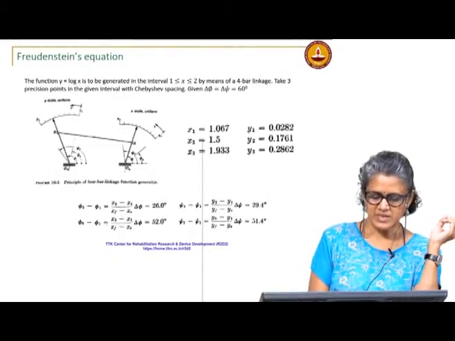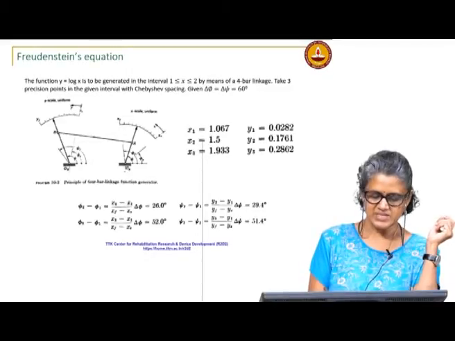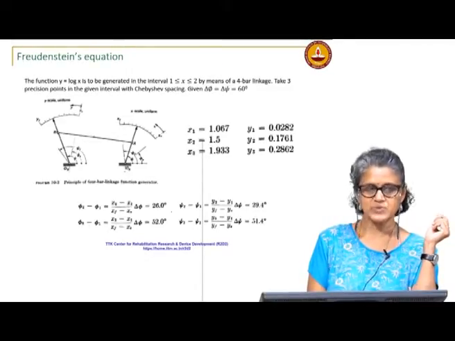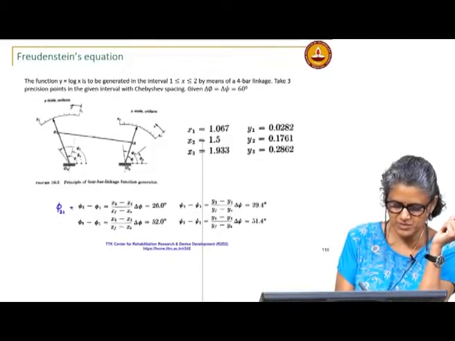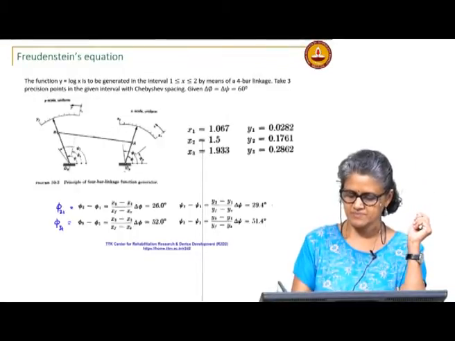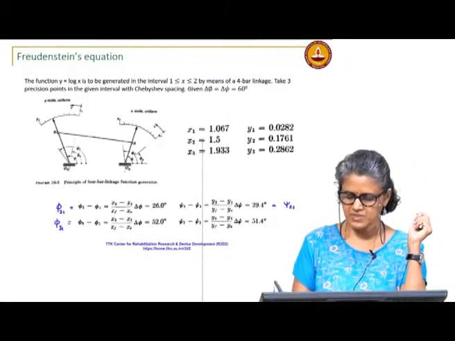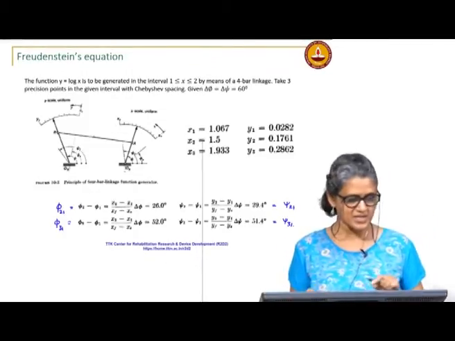From the equations for the Chebyshev spacing, these are the design criteria you get. So, you get phi 2 1, what we normally refer to as phi 2 1, phi 3 1, psi 2 1, psi 3 1. So, we want to design a function generator for this.